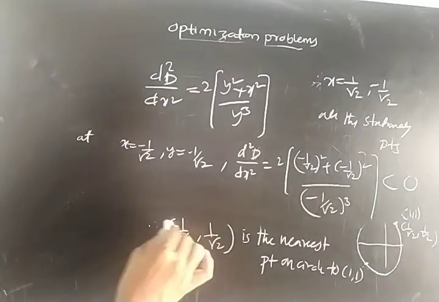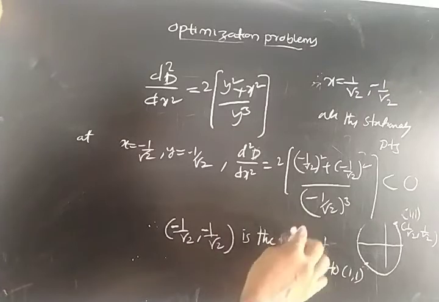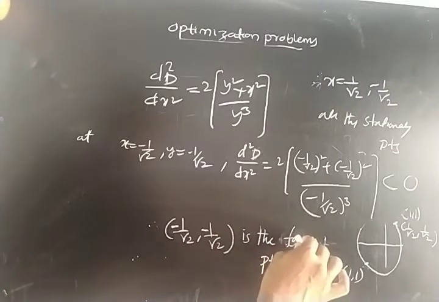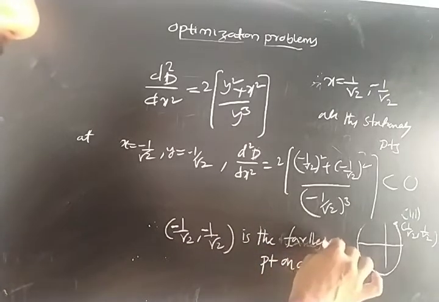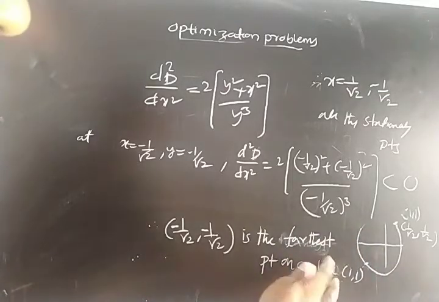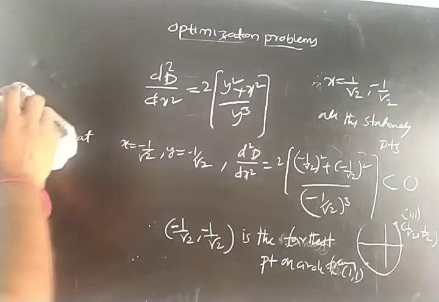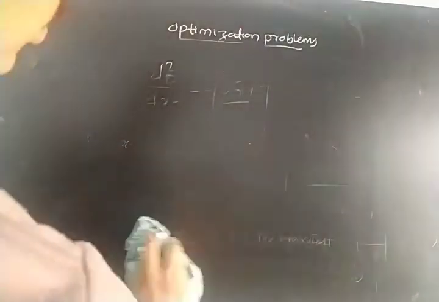So therefore we can conclude that minus 1 by root 2, minus 1 by 2 root 2 is the farthest point on a circle from 1 comma 1. Okay, this is the second example. Now the third example.